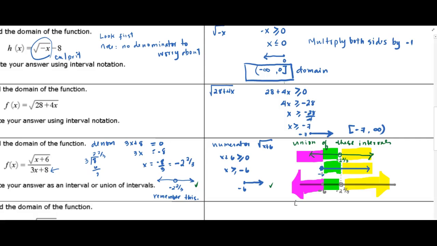From this we can create the intervals. So minus infinity to minus 6, coming from the pink shaded parts. And then the green, -6 to -2 2/3. And the yellow, -2 2/3 to infinity. That's the yellow, the green, and the pink.